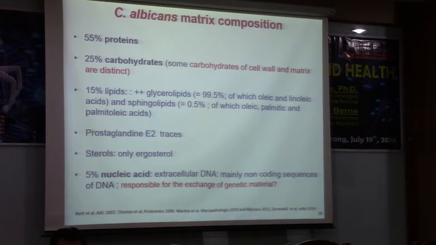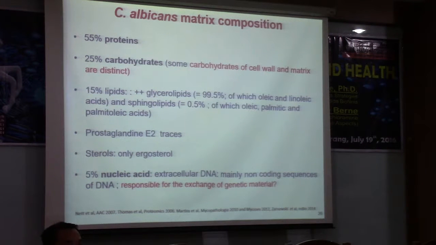This is a very complex composition, and it is not totally understood currently. But the main components are proteins for about 55%, carbohydrates, and it has been shown that carbohydrates from the cell wall and from the matrix are sometimes distinct. And other components, of course, and finally important, some nucleic acids.